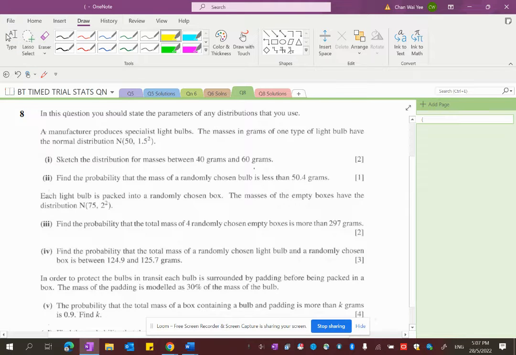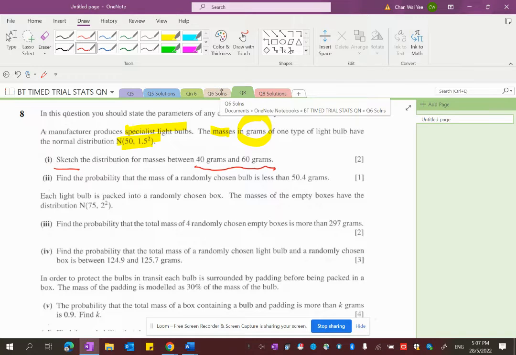A manufacturer produces specialist light bulbs. The masses in grams of one type of light bulb have the normal distribution with mean 50 and variance 1.5 squared. You have to sketch the distribution for masses between 40 and 60 grams. Okay, let's take a look at the solution.